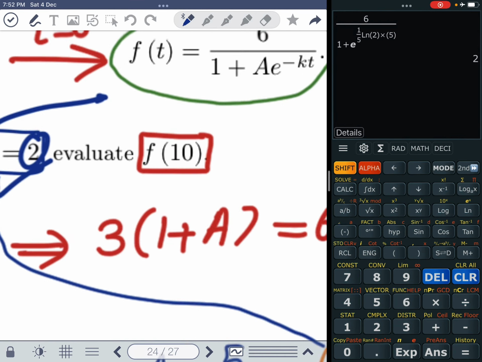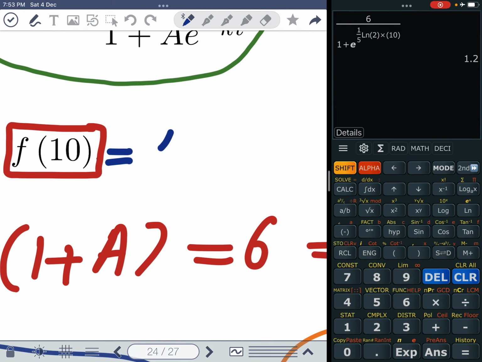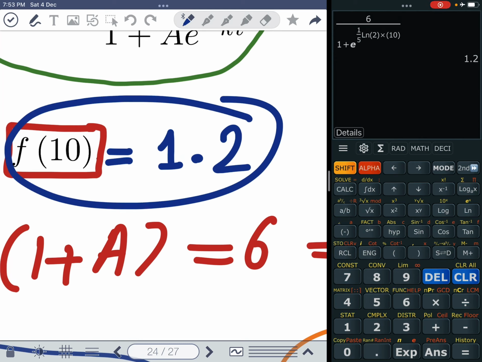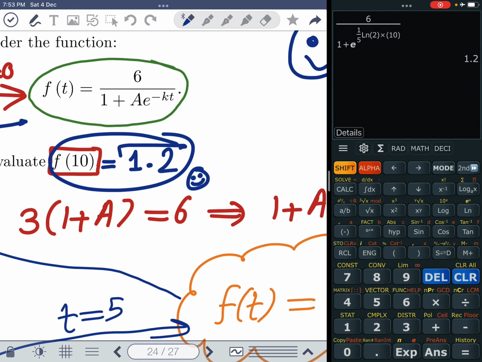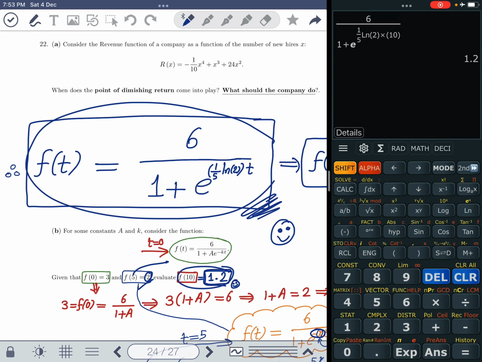And so they're telling you now, what is f of 10? So just go back and put 10, equal to 1.2. So f of 10 is 1.2, and happy face, and we're done. Okay, so the answer is f of 10 should be 1.2, and my function really is this one.